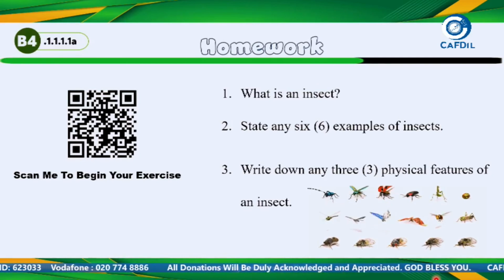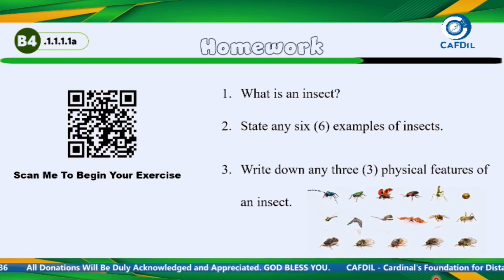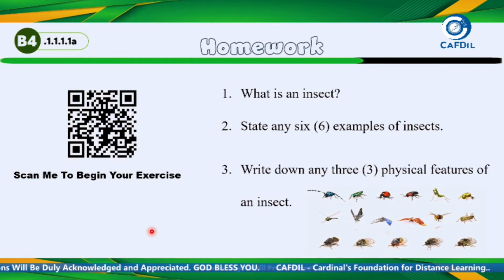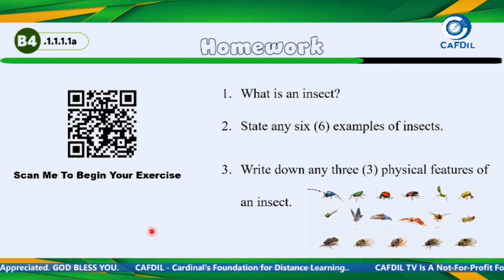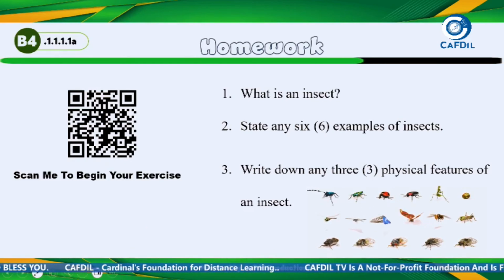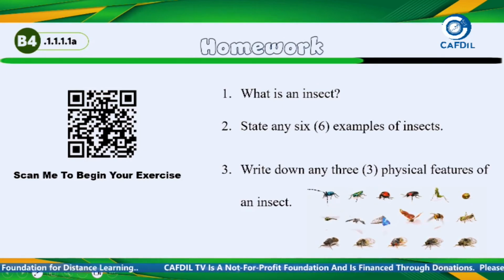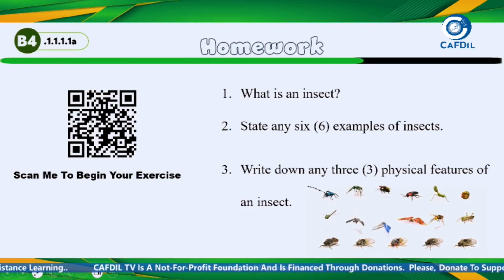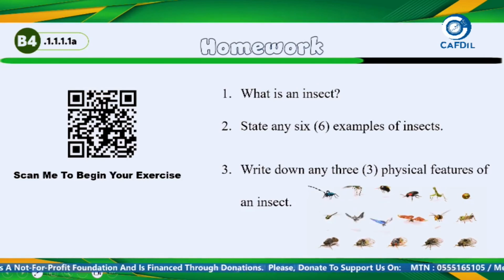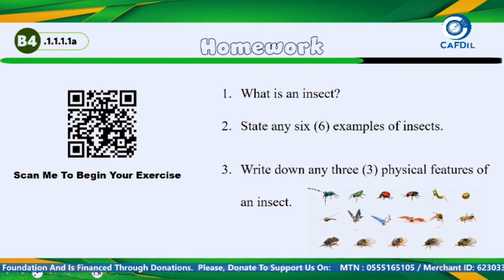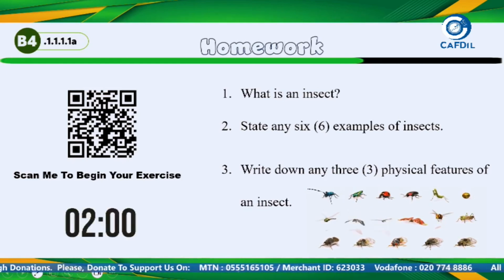Now, this time we have added a QR code. So if you take your phone and then you scan this QR code on your screen, it will lead you to a test page where you answer questions on this lesson. And immediately you finish, you just click on submit and your test will be marked. You see your results and I will also see it as well. If you don't have the QR code scanner, you can go to your Play Store or the App Store to download the QR code scanner so that you can do this assignment.